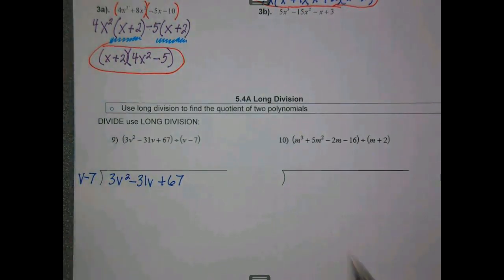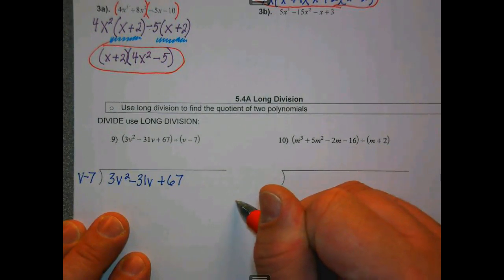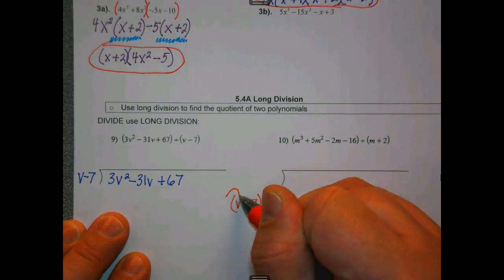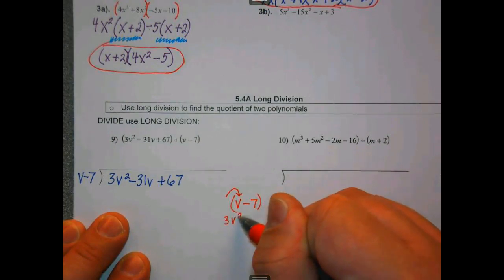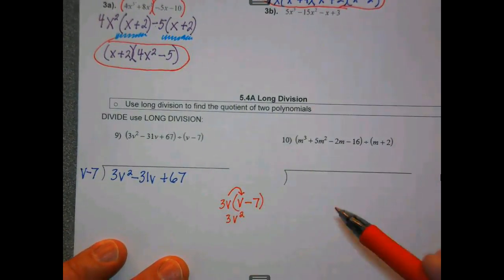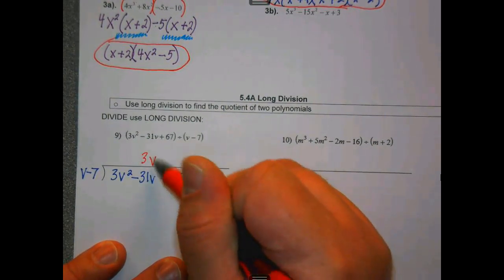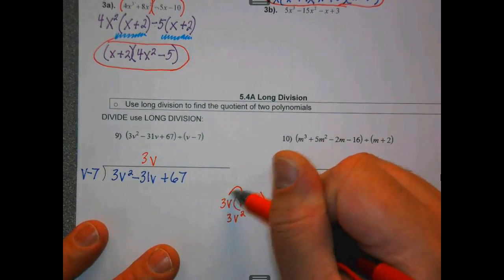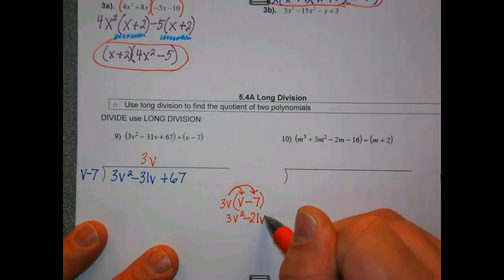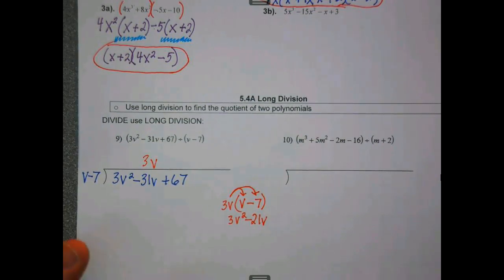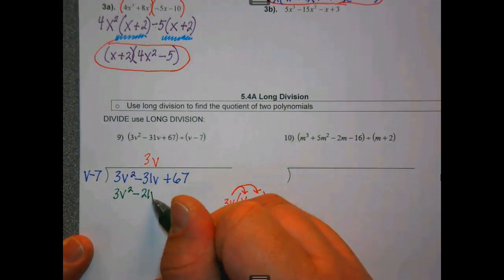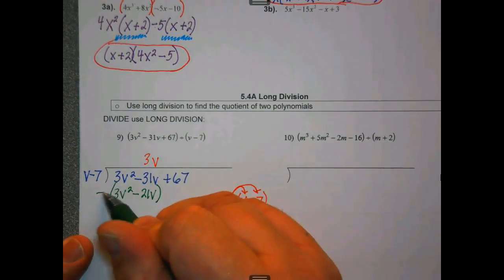Okay, so I'm going to do some side work here. I ask myself, well, I have this divisor v minus 7. What am I going to multiply that v by to get 3v squared? Well, I need a 3 and I need a v. So I'm going to multiply it by 3v, and then I multiply it by the second term, which gives me negative 21v. So that's my product: 3v squared minus 21v. Now, I'm going to subtract the entire product, so I'm going to put parentheses around there.